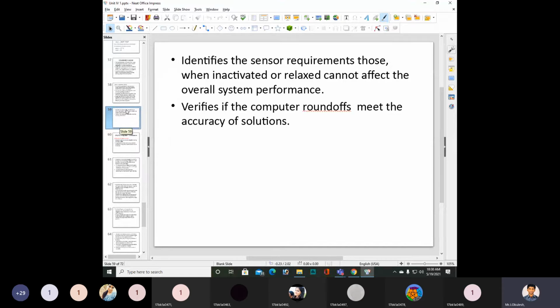Then it verifies if the computer round-offs meet the accuracy of solutions. So these are the uses of covariance analysis.